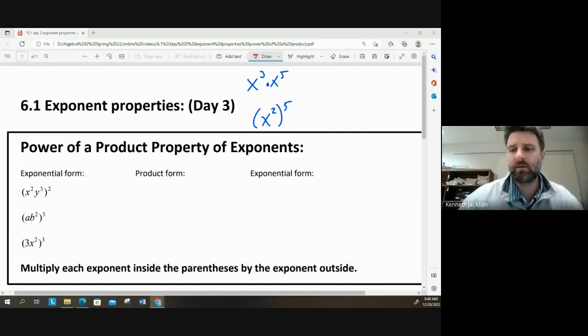These are notes for section 6.1, day 3, exponent properties. A quick recap of what we've talked about so far, the two properties we've picked up.